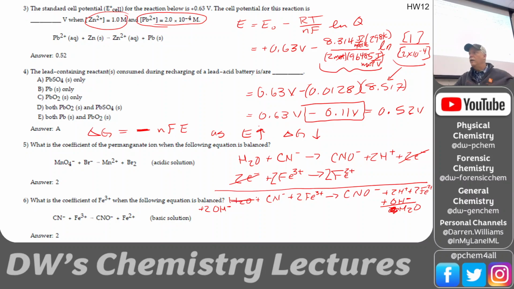Does everybody follow that? We just did 2 steps. We neutralized the acid by adding hydroxide to both sides. And then we're going to end up with 2 waters on the right and 1 water on the left. We don't need that. So we're going to get rid of one of those waters. And so this is what we end up with. So 2 hydroxides. So this is the basic conditions.